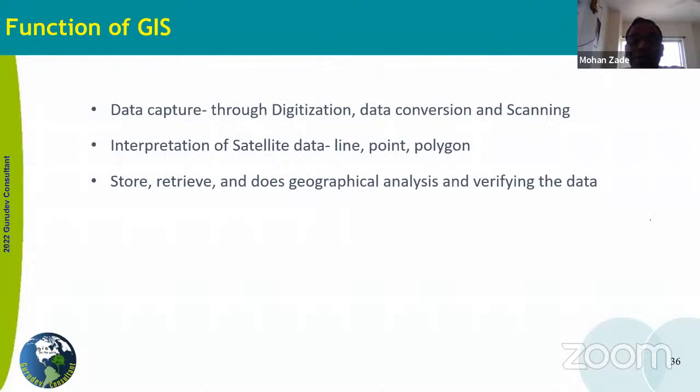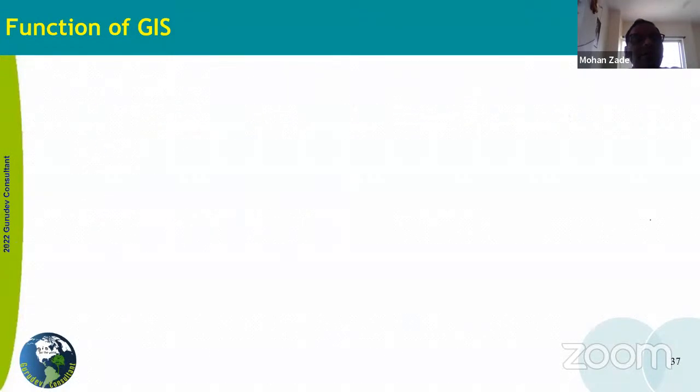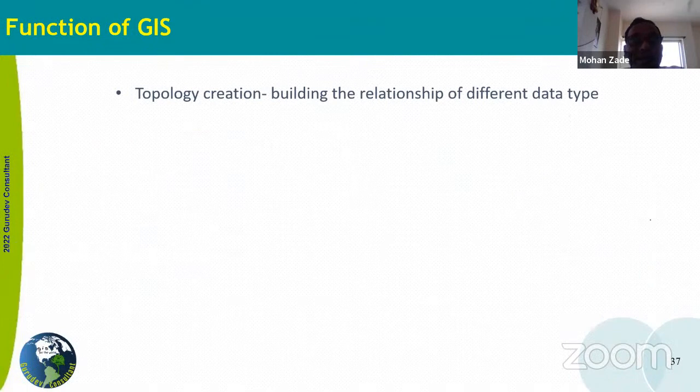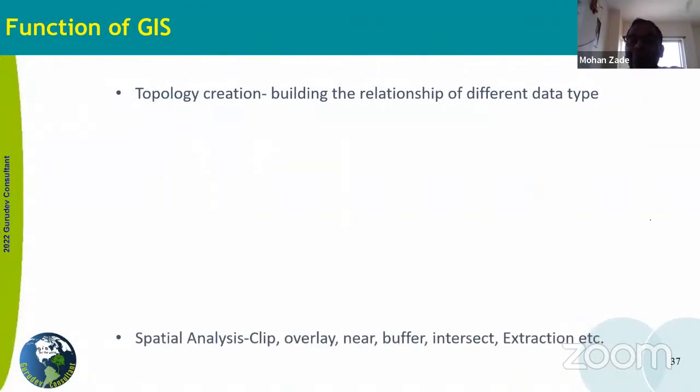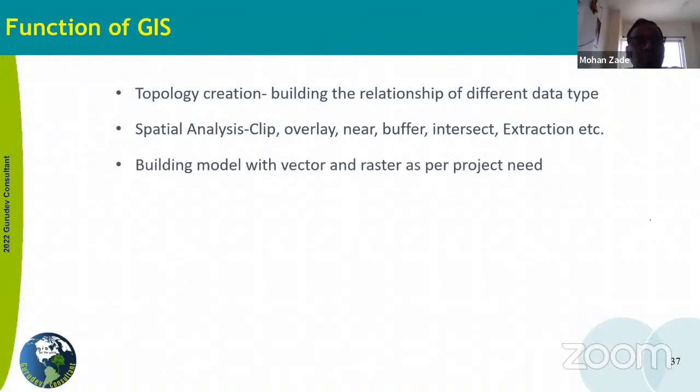GIS stores, retrieves, and produces graphical analysis. It projects the data and builds the relationship between spatial and non-spatial data. It creates the topology and maintains the relationship between different objects. It does spatial analysis like clipping, overlay, near, buffer, intersect, and extraction. These are some of the tools available in GIS under the analysis tools.